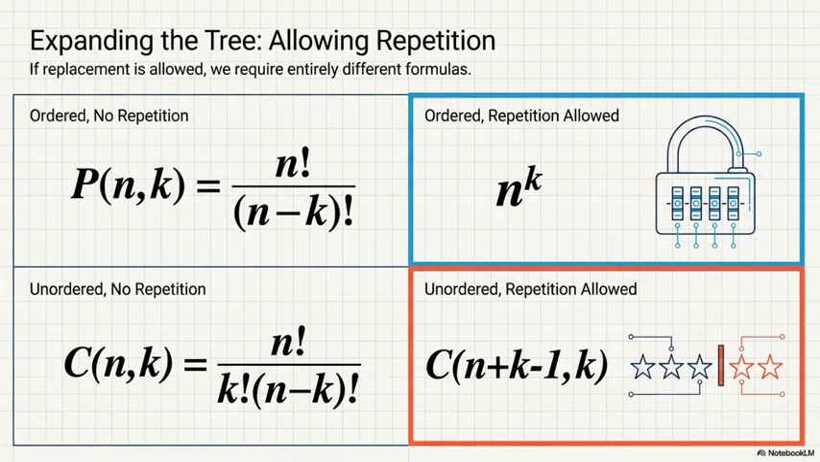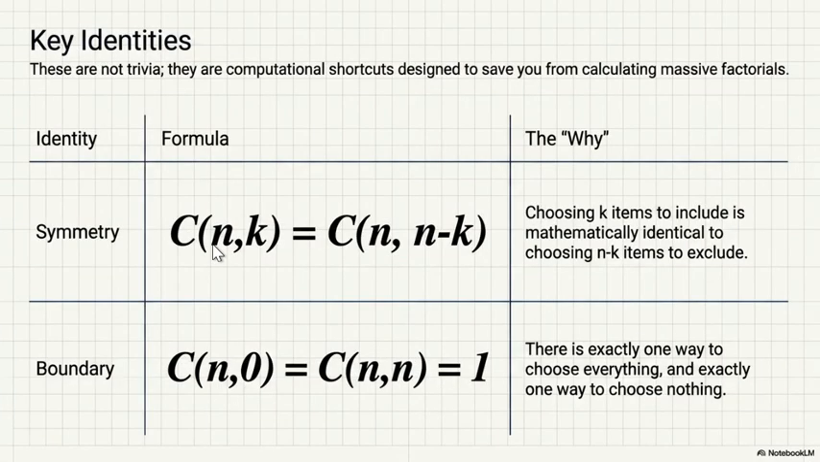Next, there are some key identities which are useful. First is the symmetric identity, which says nCk is equal to nC(n minus k), meaning choosing k to include is equal to choosing n minus k to exclude. Let me repeat: choosing k to include will be equal to choosing n minus k to exclude. In this slide, here is the symmetry identity.